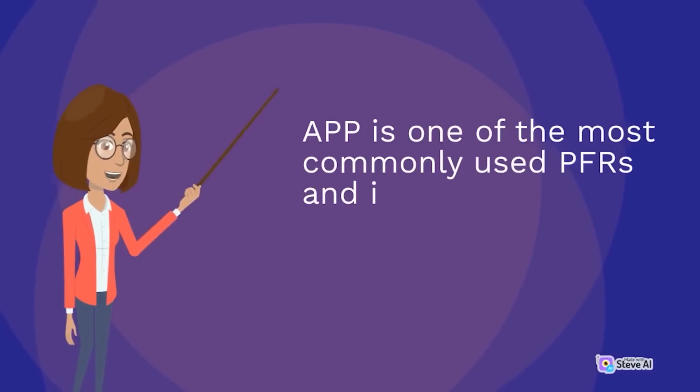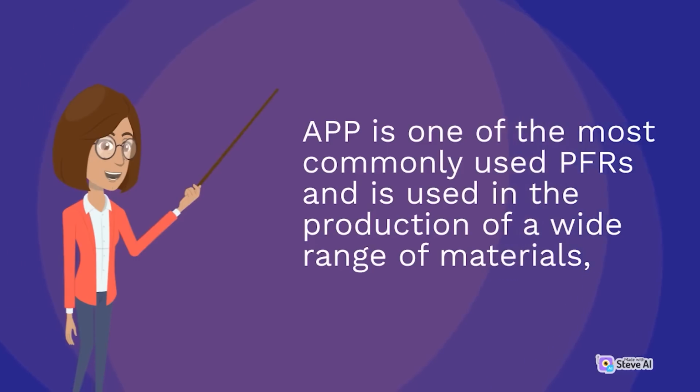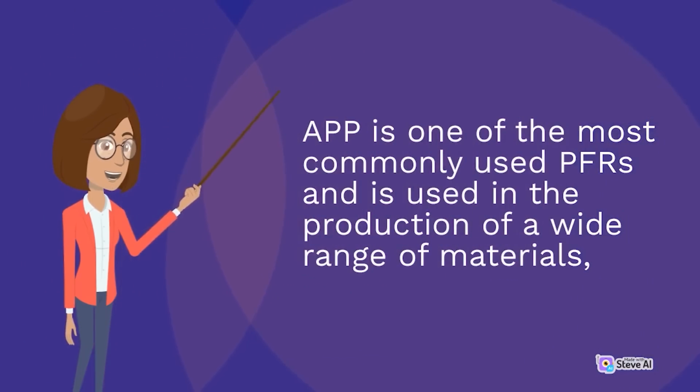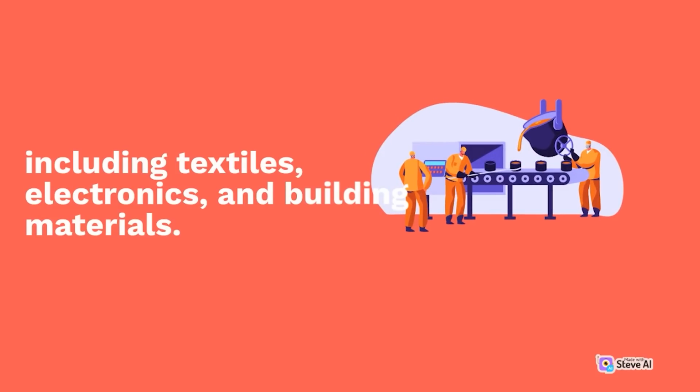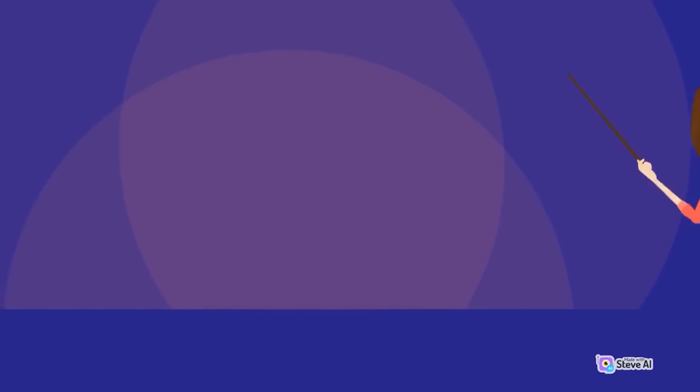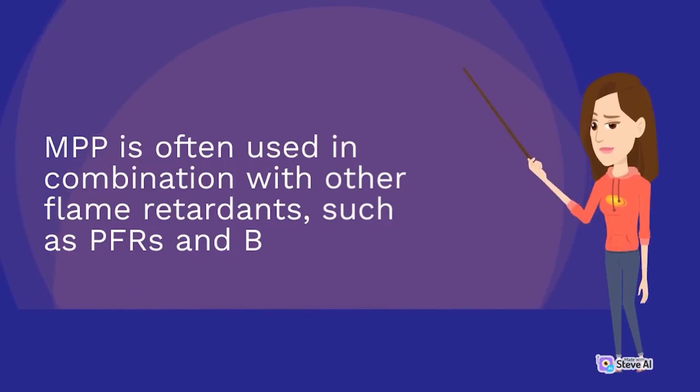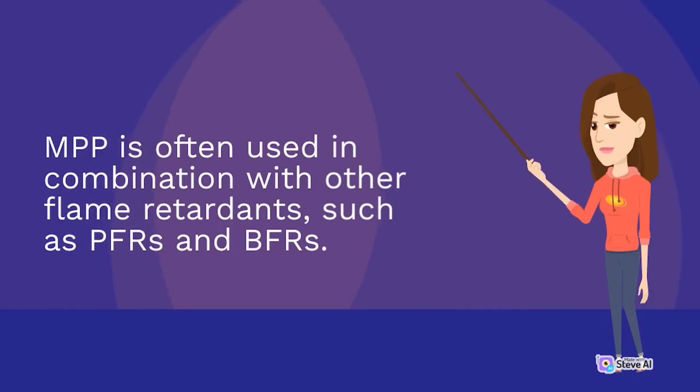AP is one of the most commonly used PFRs and is used in the production of a wide range of materials, including textiles, electronics, and building materials. MPP is often used in combination with other flame retardants, such as PFRs and BFRs.